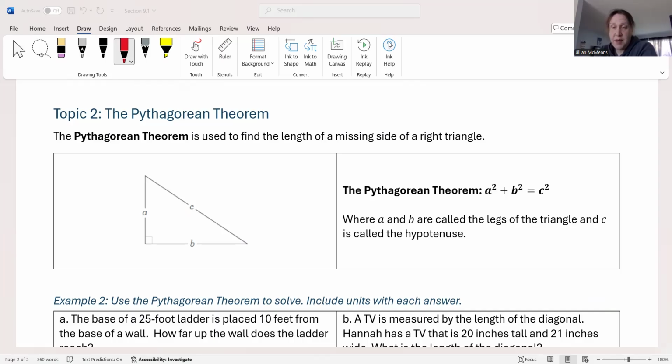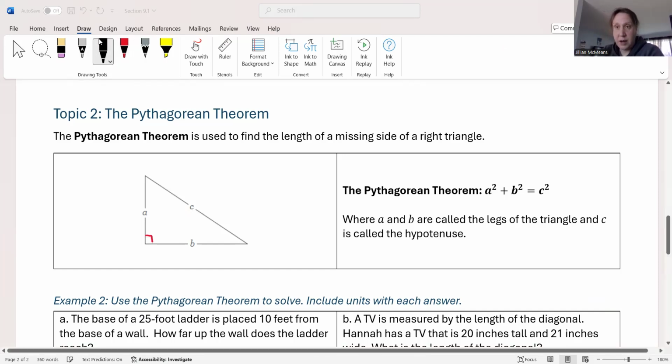A classic application that involves the square root property is the Pythagorean theorem. The Pythagorean theorem is used to find the length of a missing side of a right triangle. Hopefully you know what a right triangle is, but just in case you have forgotten, a right triangle is a triangle that contains exactly one 90-degree angle.